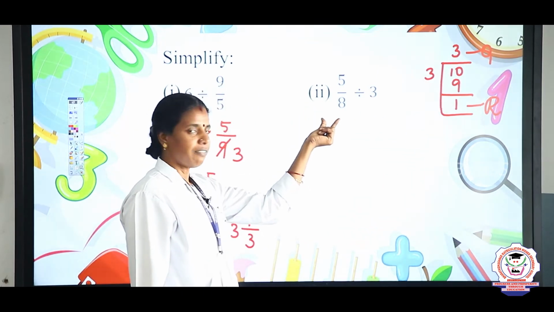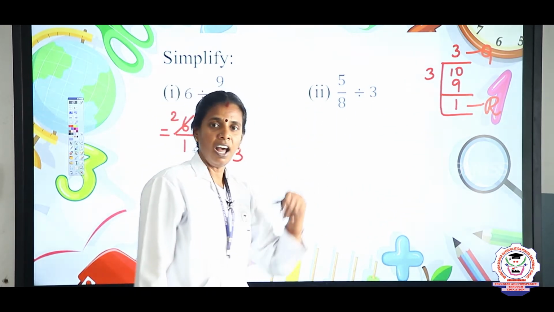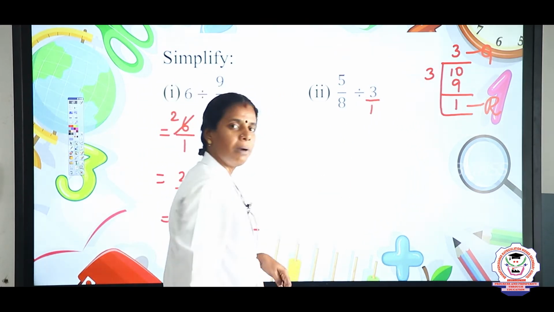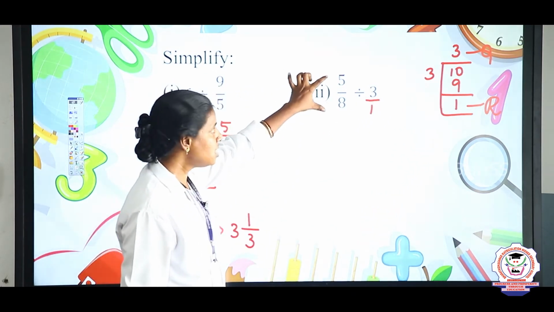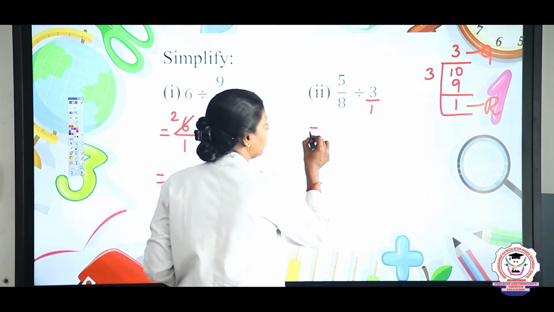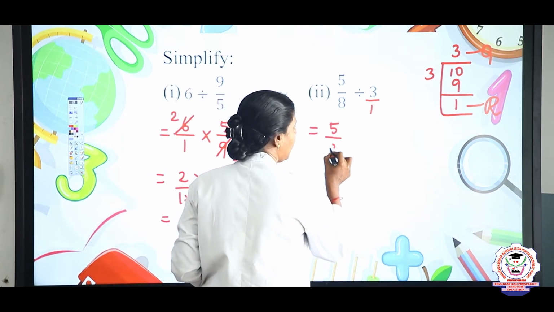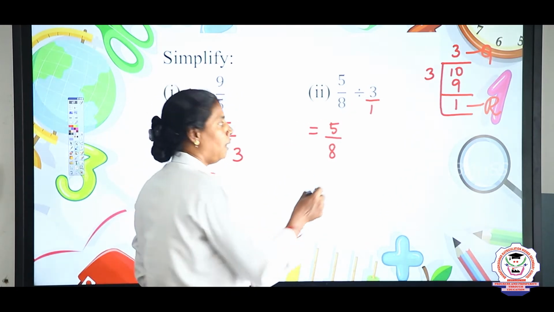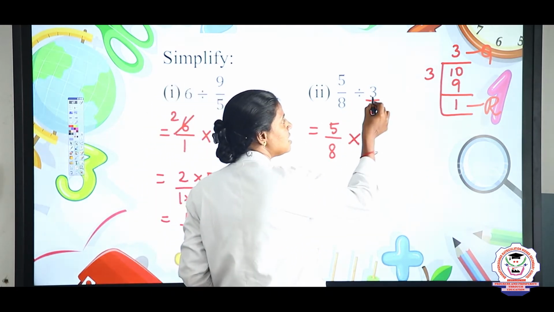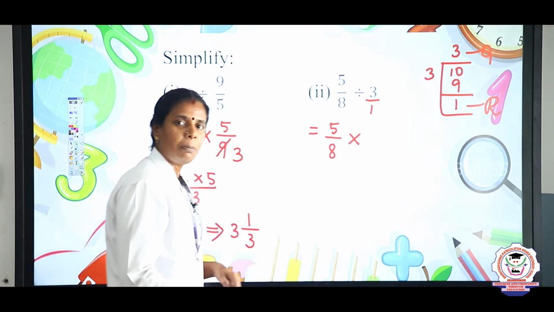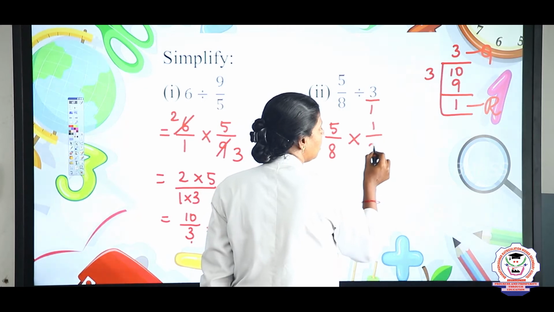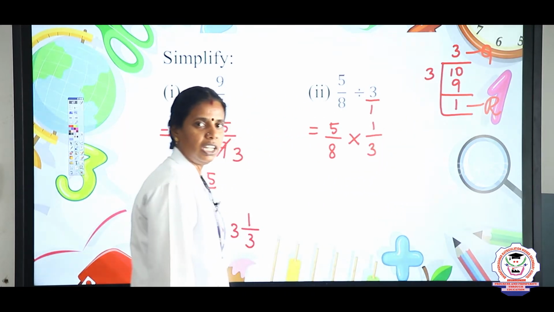See, 5 by 8 is a fraction and 3 is the whole number. So I can consider this 3 as what? 3 by 1. So the first fraction we are going to write the same, 5 by 8. The divide symbol will be replaced with multiplication. Then the second fraction, we need to write the multiplicative inverse, that is, 3 by 1 can be written in the form of 1 by 3, right.